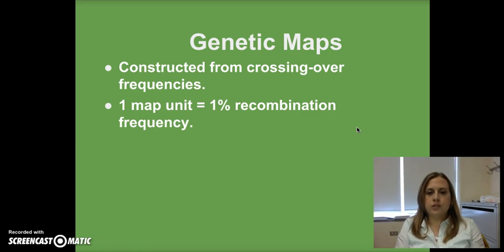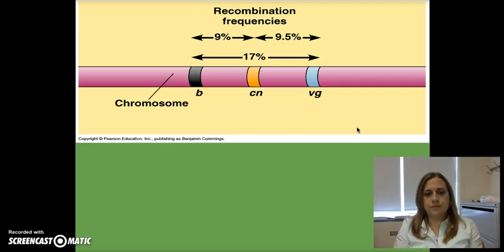So we can use this information to create genetic maps, and what these genetic maps do is they map out a rough estimate of the location of genes relative to one another on a chromosome. And so we will be doing this in class. You use the crossing over frequencies, those recombination frequencies, to help you draw these maps. One map unit is going to be 1% recombination frequency.